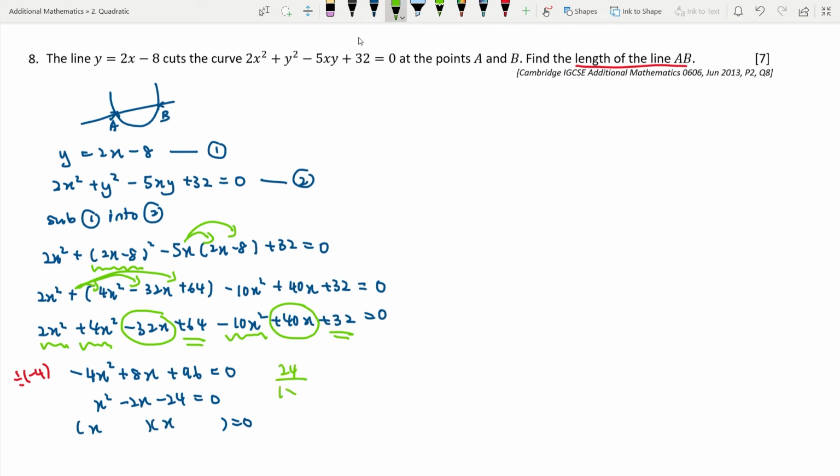24 can be 1 and 24, 2 and 12, 3 and 8, or 4 and 6. We need to get a minus 2x. Hence, we will choose this combination, 4 and 6. To get a minus 2, we minus 6 plus 4. And we check plus and minus, we will get a minus.